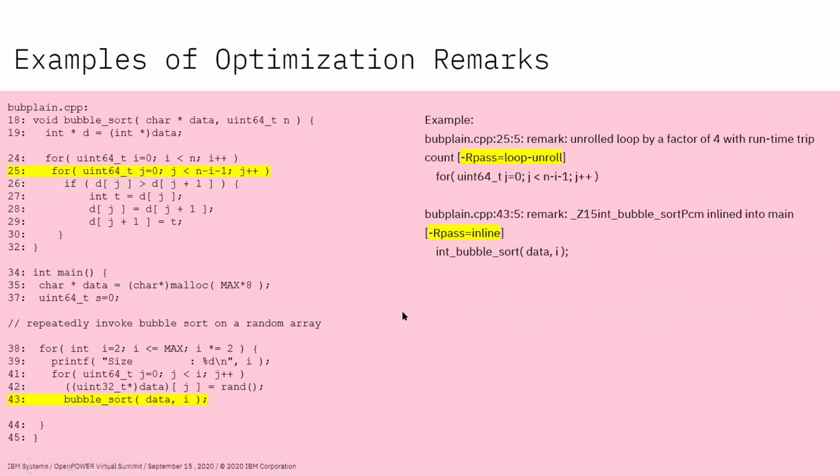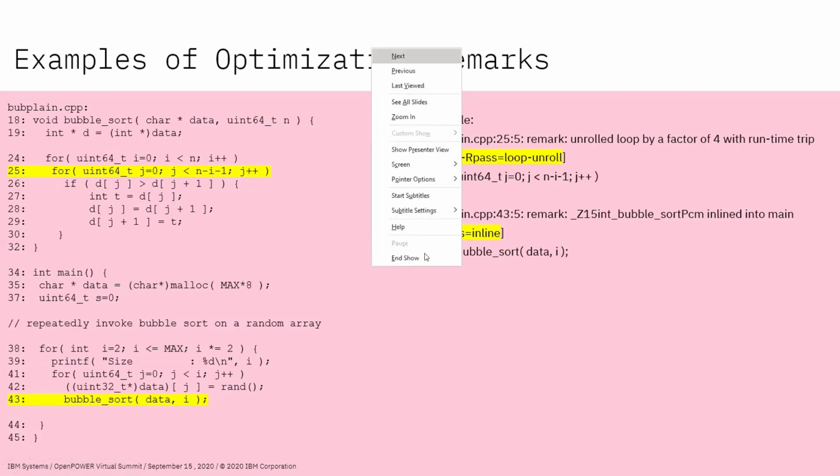In this particular case, LLVM generates two additional remarks, which show that it has performed unrolling by a factor of 4 for the particular loop that's highlighted, and also it has inlined the bubble sort routine into main. So usually the compiler reports on what it could do, and it also reports on what it could not do. Both these options are pretty useful.